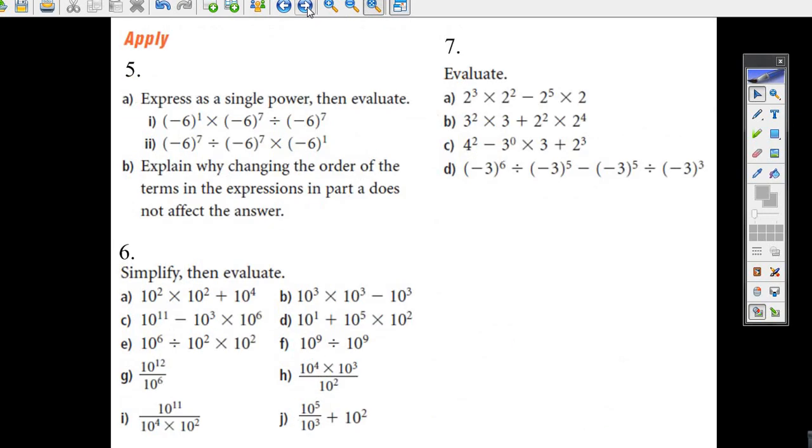So we're going to do 7 little sets of questions here. Okay, good luck with it. There's a memo coming after that too, so you can check everything.